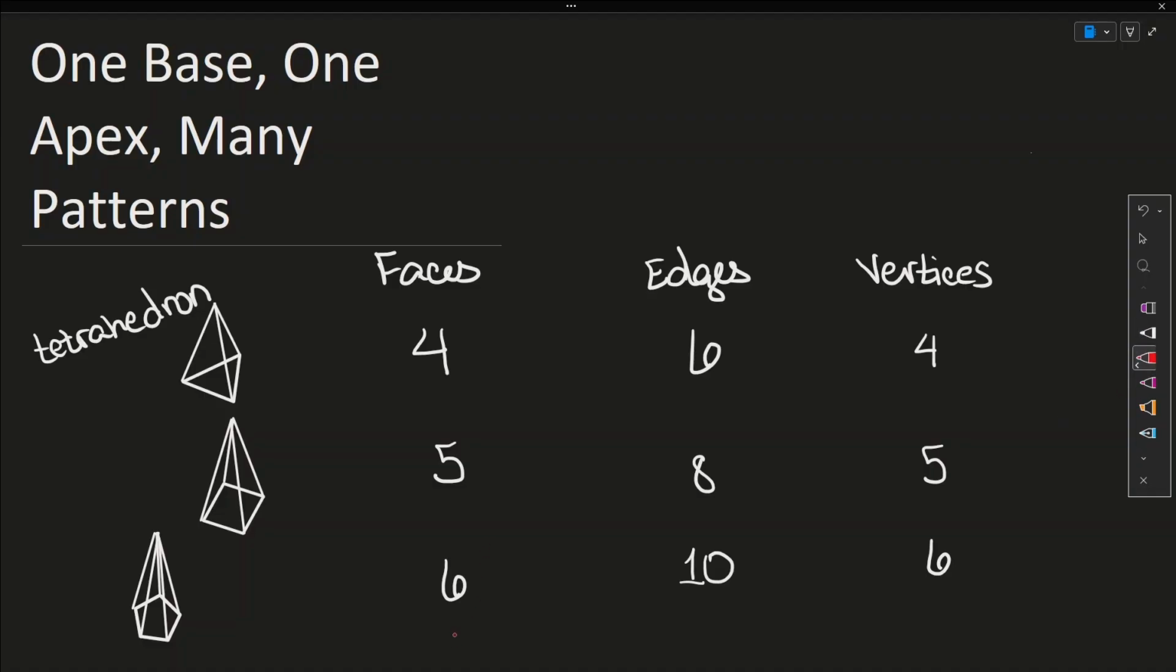Now, let's generalize. Suppose the base is an n-gon. There will be n triangular side faces plus 1 base, a total of n plus 1 faces. For edges, there are n edges around the base and n edges from the base vertices to the apex, a total of 2n edges. And for our vertices, there are n around the base and 1 apex for a total of n plus 1. This is another excellent example of pattern finding in geometry.